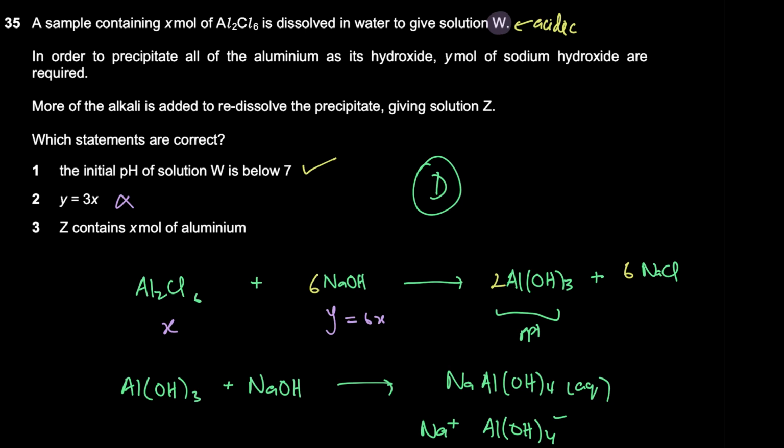Now, does Z contain X moles of aluminum? Well, let's see. This is your solution Z. Now, we know for a fact that for every X moles of aluminum chloride, we're going to have 2X moles of aluminum hydroxide. We know this from the ratio 1:2. So that means that if we have 2X moles over here, we have 2X moles of this guy. And every mole of this has 1 mole of aluminum. Therefore, 2X moles of this will have 2X moles of aluminum. So the final solution Z actually contains 2X moles of aluminum. So we know that statement 3 is also incorrect.